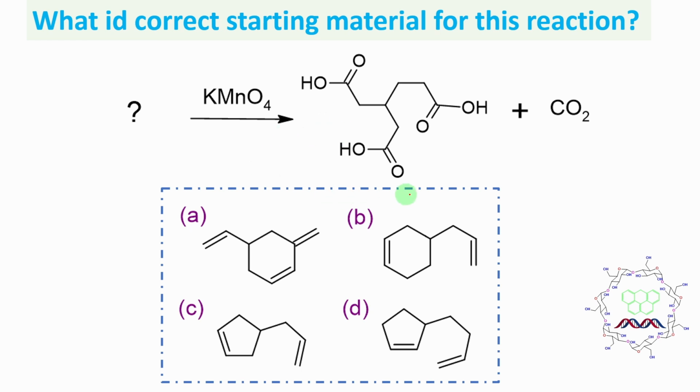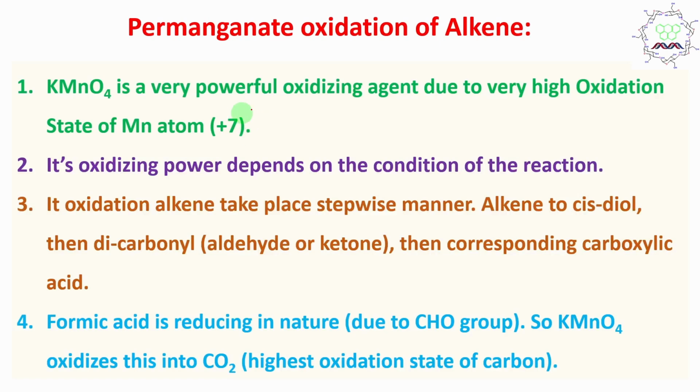Now, before going to details, one thing I want to say: let's learn a little bit about the property of potassium permanganate or KMnO4. It is actually a very powerful oxidizing agent because this manganese is in +7 oxidation state. It's the highest oxidation state of manganese, and its oxidizing power depends on the reaction condition. Like if you take cold dilute alkaline KMnO4, you get cis-diol, Baeyer's test.